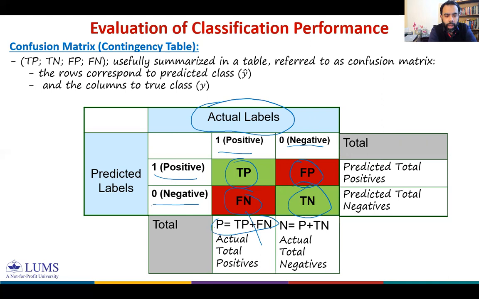So P denotes the actual total positives in your data, the number of points in your data set with 1 as gold label, and N is the number of points in your data set with 0 as gold label. Okay, I hope this is clear. So now if you see a confusion matrix and you see these terms true positive, true negative, false positive, false negative, you should be able to clearly interpret the information given in the table. Okay, let's learn further, and let me illustrate this with the help of a couple of examples.